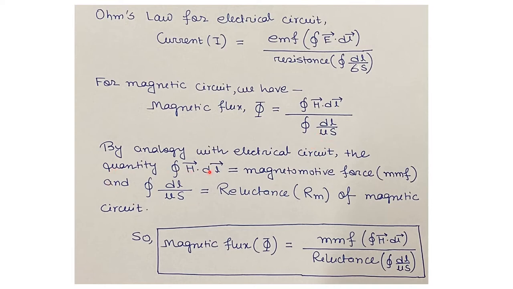Now, by analogy with our electrical circuit, the quantity closed path integral of H vector is defined as magnetomotive force, which is MMF, and this closed path integral of dl by mu s, which is analogous to the resistance term in the electrical circuit, is the reluctance of the magnetic circuit. So we have the working formula, that is magnetic flux phi equals MMF, which is the closed path integral of H vector, divided by reluctance, that is the closed path integral of dl by mu s.